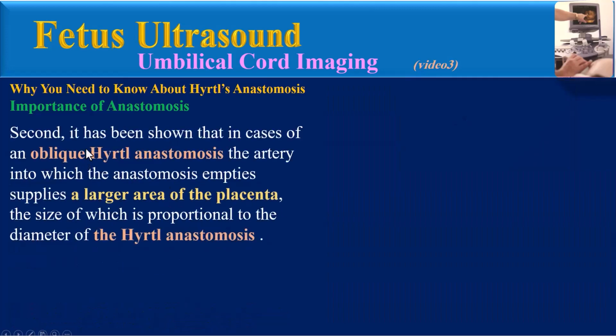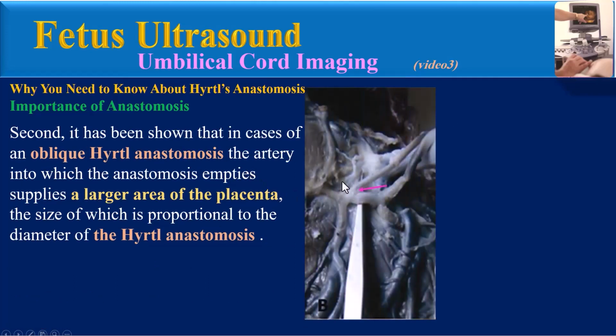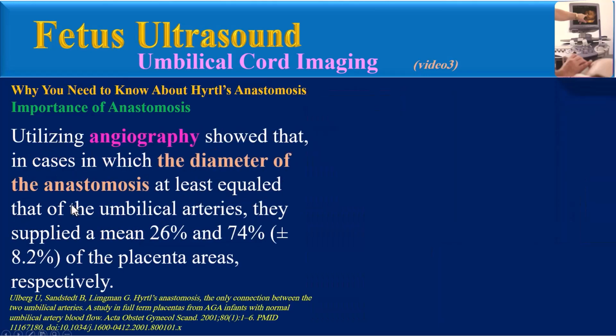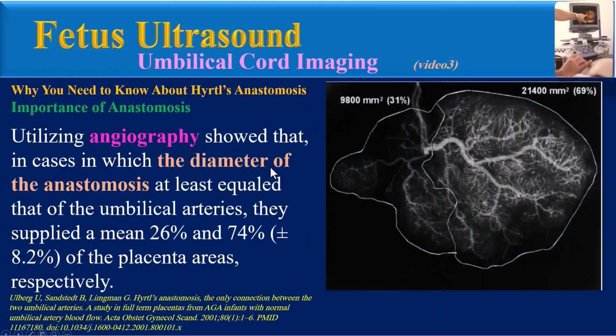The second importance. It has been shown that in cases of an oblique Hyrtl anastomosis, the artery into which the anastomosis empties supplies a larger area of the placenta, the size of which is proportional to the diameter of the Hyrtl anastomosis. This study, by utilizing angiography, showed that in cases in which the diameter of the anastomosis at least equaled that of the umbilical arteries, they supplied a mean 26% and 74% of the placental areas respectively.